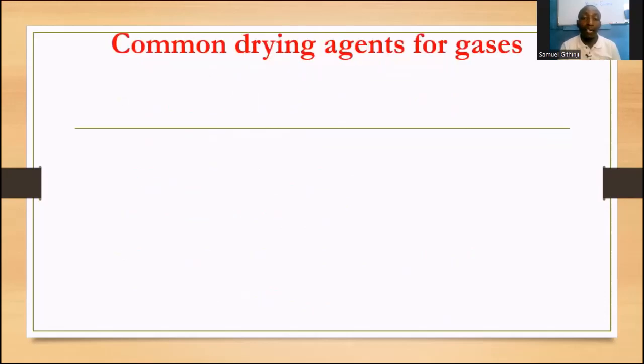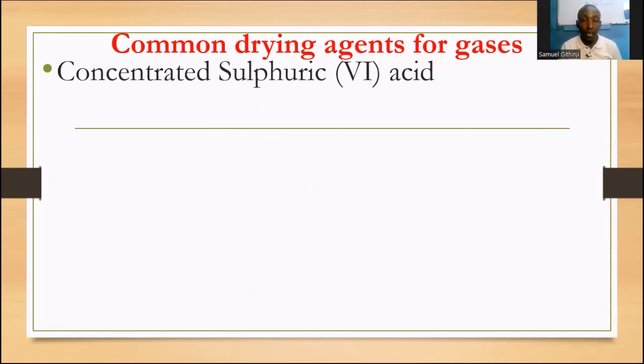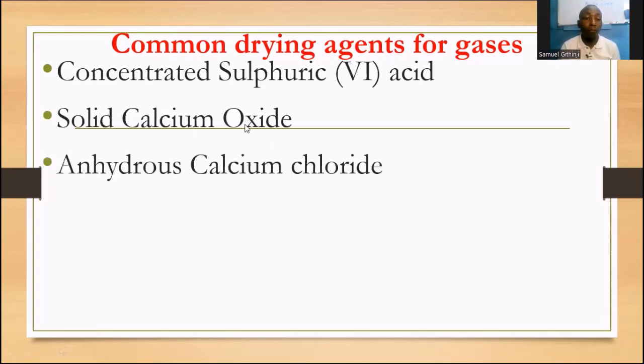Maybe generally we look at the common drying agents of gases, like the concentrated sulfuric acid. Bear in mind it is concentrated. The solid calcium oxide, the anhydrous calcium chloride, another drying agent. We can use a chemical called silica gel. Maybe not common in high school, but it's a good drying agent that is commonly used. The four substances have one property. They are highly hygroscopic. They can easily absorb water vapor from the gases or even from the air. So that's why they qualify to be good drying agents for gases.